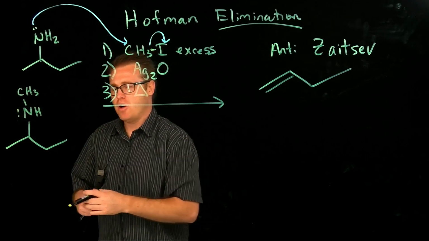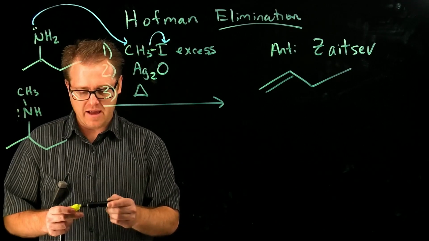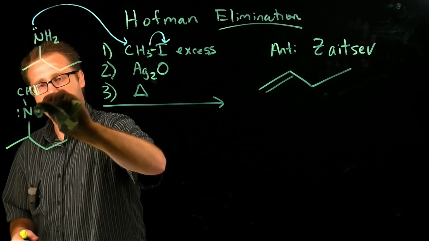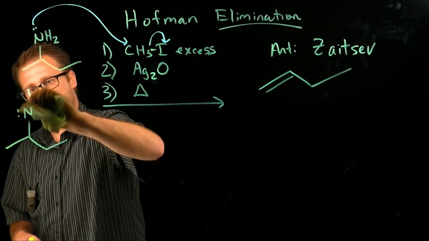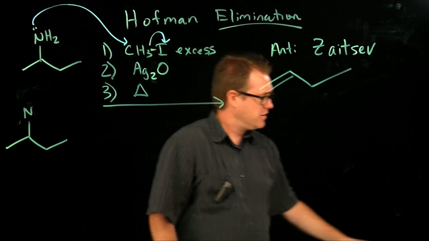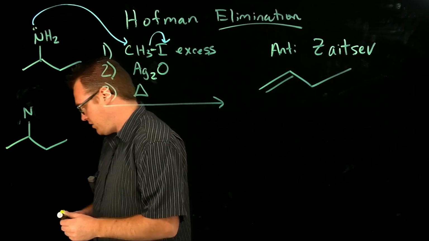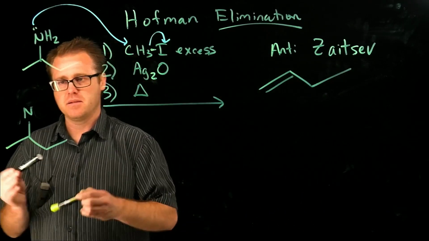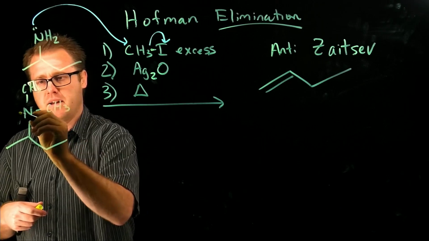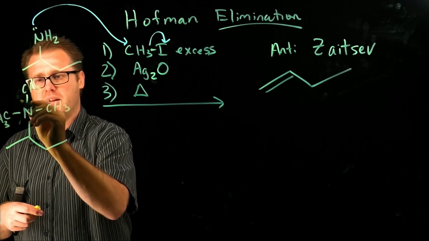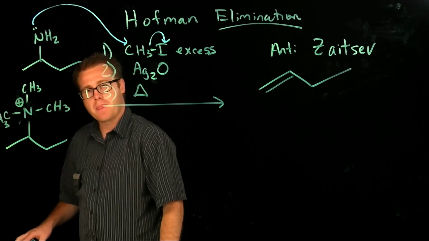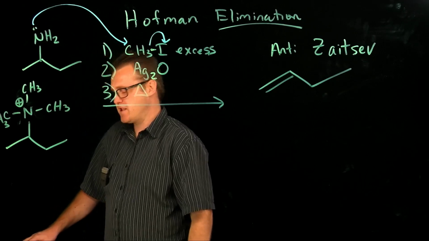And so that's going to happen over and over and over again until you have made the species look something like this. So you do that same mechanism that I've shown right here until you do it a total of 3 times. So now you have CH3, CH3, and CH3. So now we have a quaternary amine. So that's the first step.